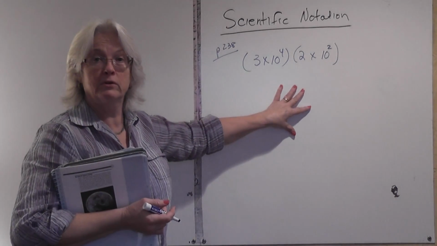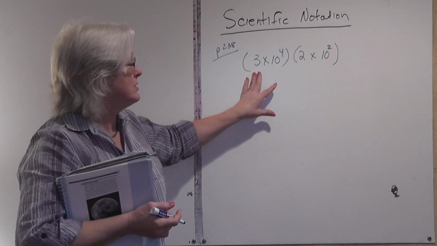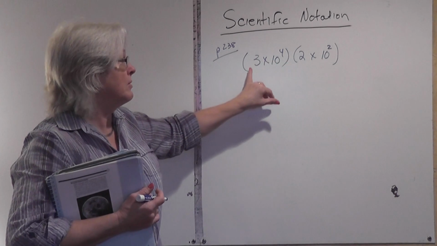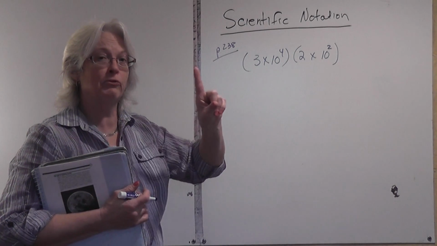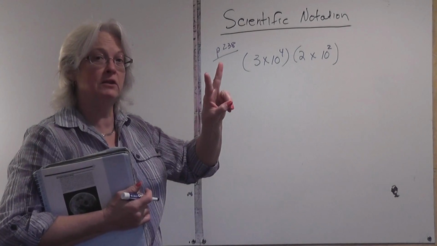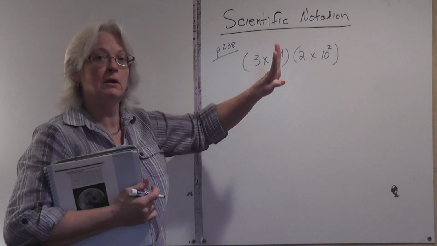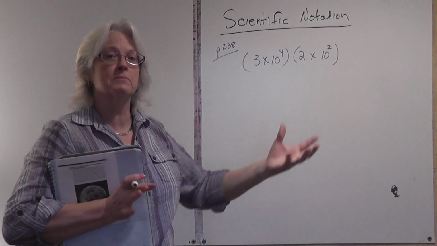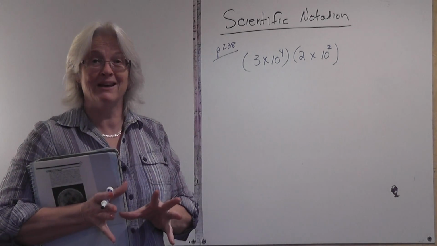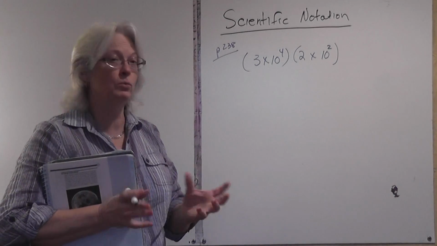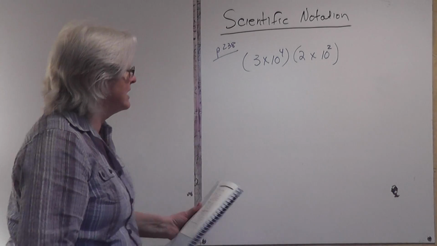What in the world are we going to do here? Well, this looks perhaps a little bit confusing to you, but all we have is 4 factors here. We have 3 times 10 to the 4th times 2 times 10 squared. And you remember that multiplication is commutative. It doesn't matter the order in which you multiply factors together.